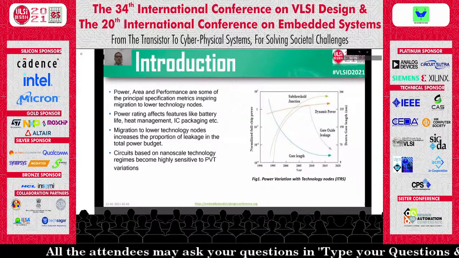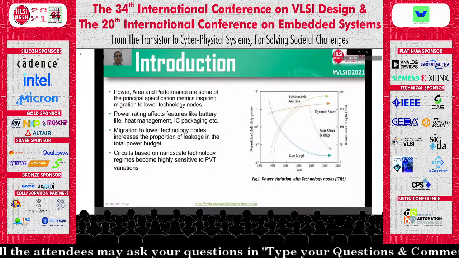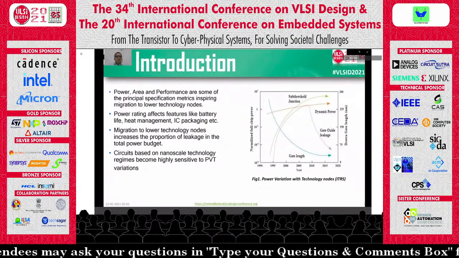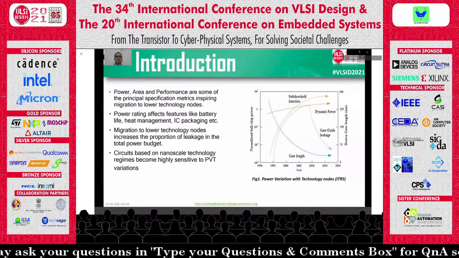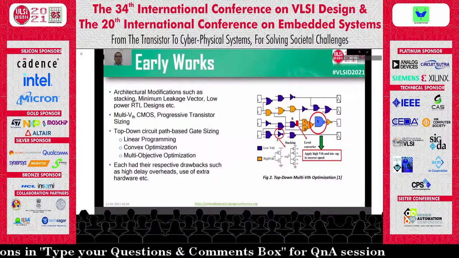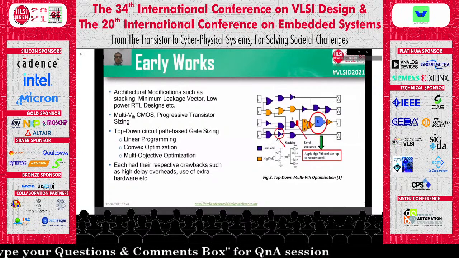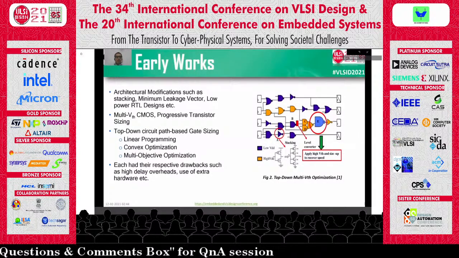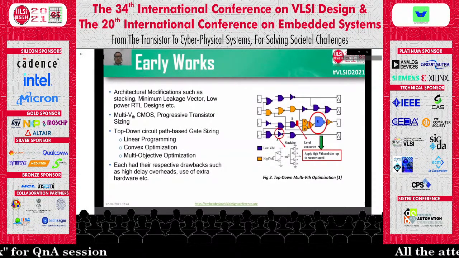At nanoscale regimes, the static power becomes comparable to the dynamic power, and the circuits tend to be highly sensitive to the slightest PVT variations. Earlier approaches including transistor stacking, applying minimum leakage vectors during idle states, and low power RTL designs each had their own shades of unwanted effects such as delay overheads or the need for extra hardware.